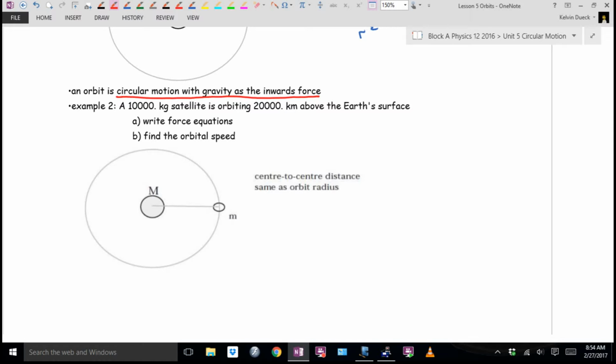Example 2. A 10,000 kilogram satellite is orbiting 20,000 kilometers above the Earth's surface. Everybody right now underline the word above. Part A says write force equations, and part B says find the orbital speed. How fast would you need to be traveling to stay in a stable orbit? What are the forces acting on little m? I guess I can say, get the obvious one.